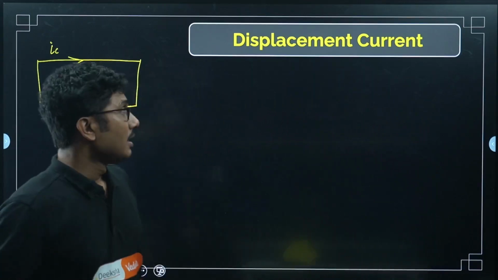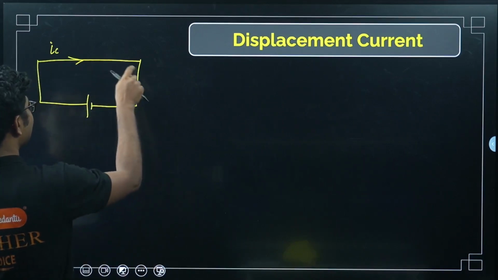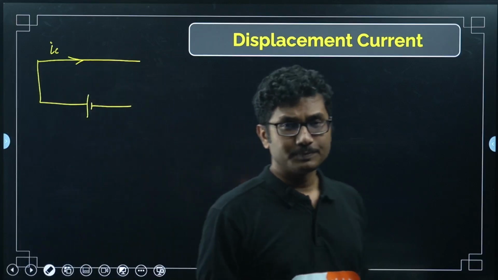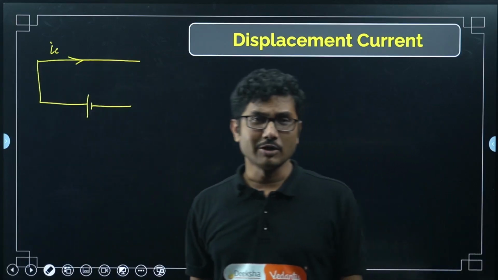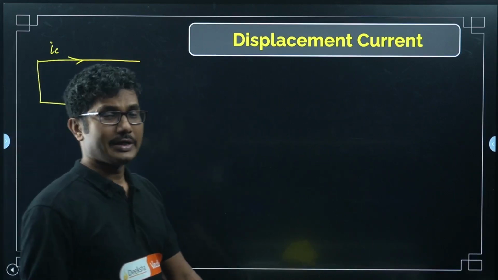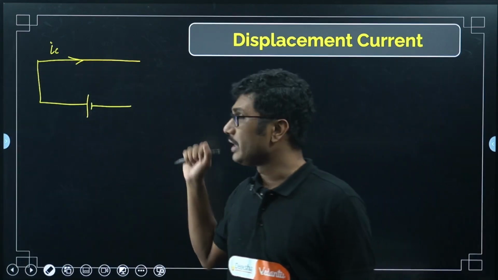Now suppose what will happen if I disconnect the circuit. Suppose I disconnect the circuit from this end. Will the current continue to flow? Obviously not. The current will not flow because the circuit is now broken. We call it a broken circuit. So in this case, current will no longer be flowing in the circuit.